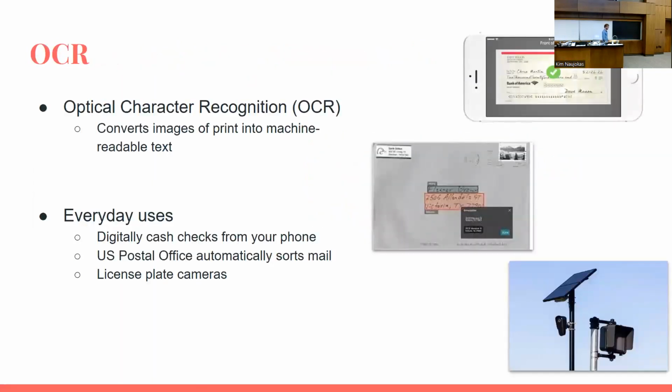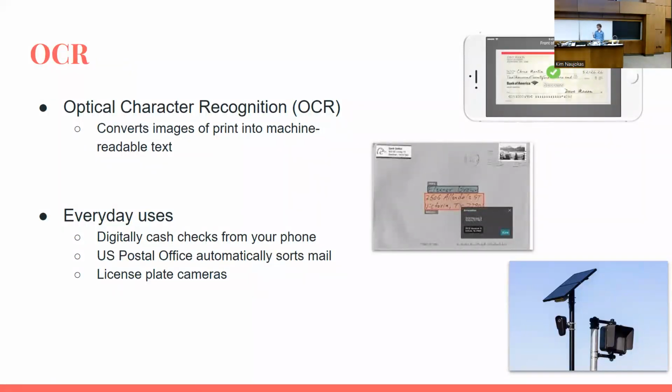Now, this field of computer vision that deals with converting images to text is known as optical character recognition, or OCR for short. That's converting images of print into machine readable text. And OCR is quite prolific in our everyday lives. If you've ever used your phone to digitally scan a check, that uses OCR to read your handwriting. The postal office uses it to help sort their mail. And if you've noticed those license plate cameras that have popped up all over town, those are using OCR to, I suppose, read your license plate and check that you're actually driving your car.